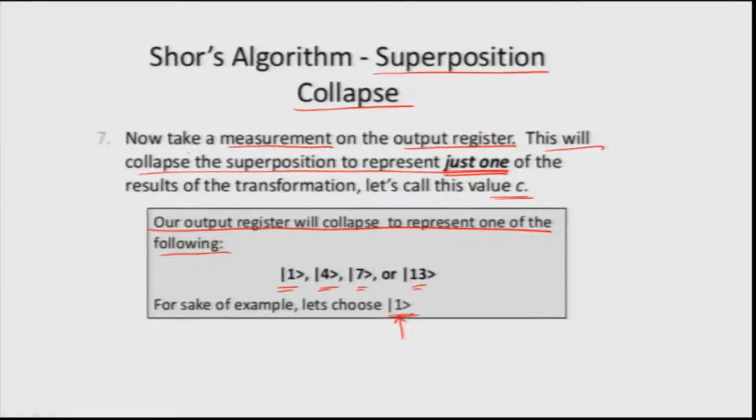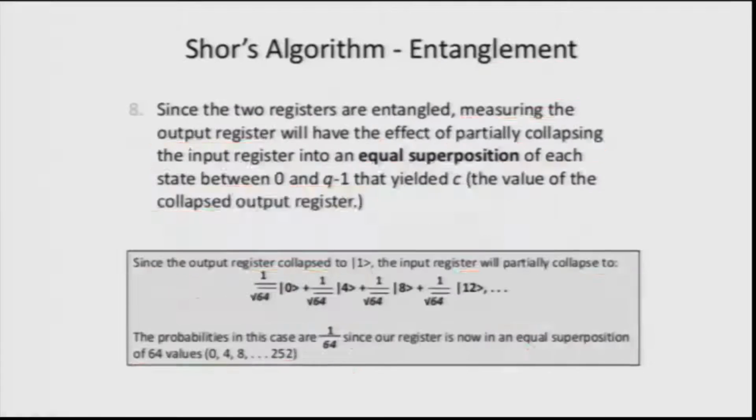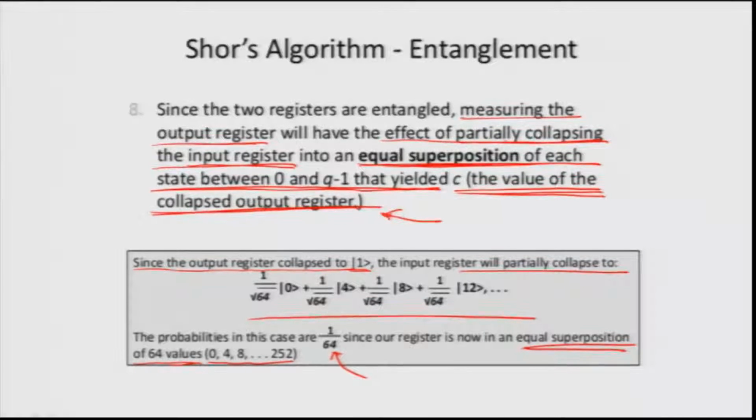So, when we take a measurement of the output register, this will collapse the superposition to just one of the results of the transformation. Once we choose that, let us say the value c, in this case it can be any one of them. In this particular example we had chosen 1, then the input registers also got transformed from their original value.